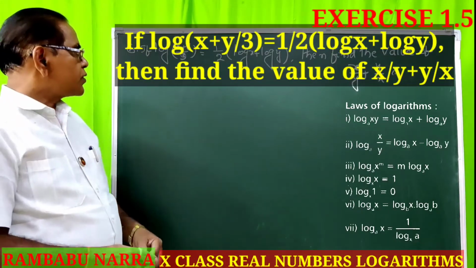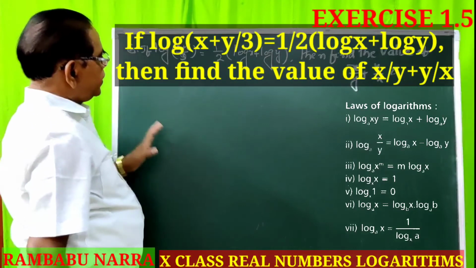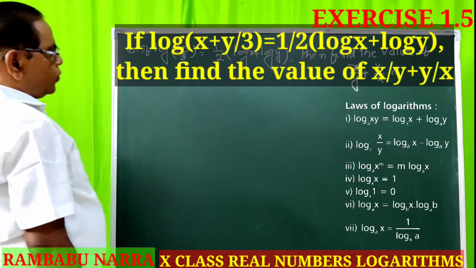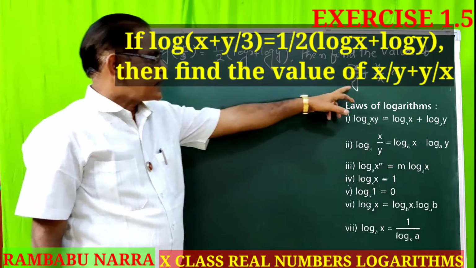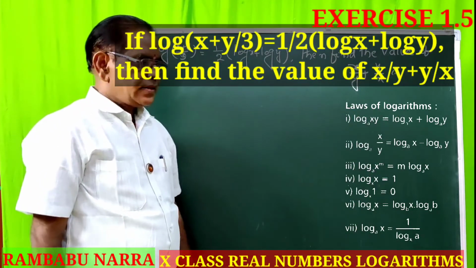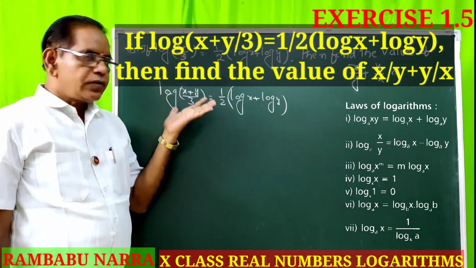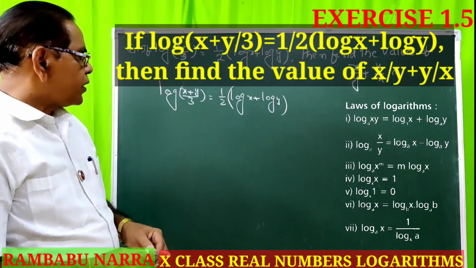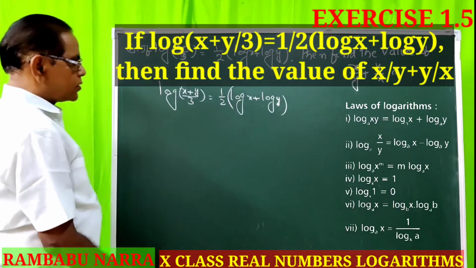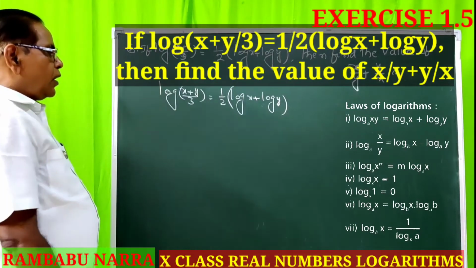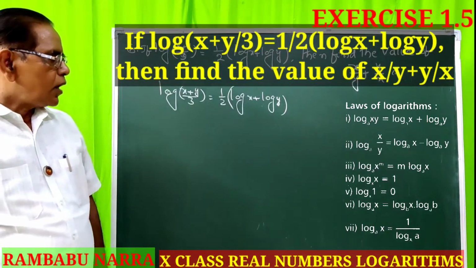Now we have to solve the 6th problem. If log of (x plus y) by 3 equals 1 by 2 into (log x plus log y), then find the value of x by y plus y by x. What is given in the problem? This problem is also very important. Every time it is asked for 4 marks. Given: log (x plus y by 3) equals half into (log x plus log y).